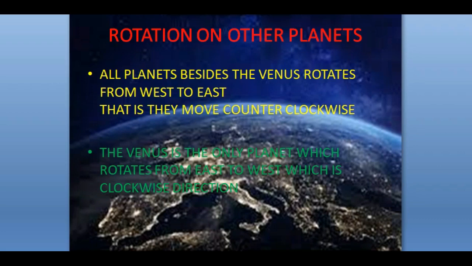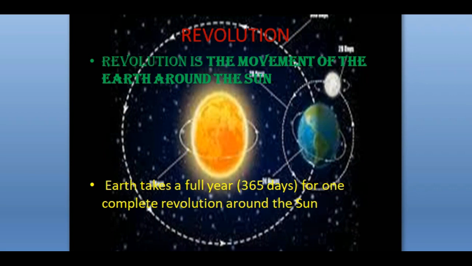Besides rotation, there's another thing called revolution. Actually, it's not the movement of the sun, it's the movement of the Earth. Revolution is the movement of the Earth around the sun. Earth takes a full year, that's 365 days, for one complete revolution around the sun. So you can take it easily. It's like the sun, which is the center of our solar system, has all the planets rotate around it, basically revolve around it. So the Earth takes 365 days to complete that revolution around the sun.